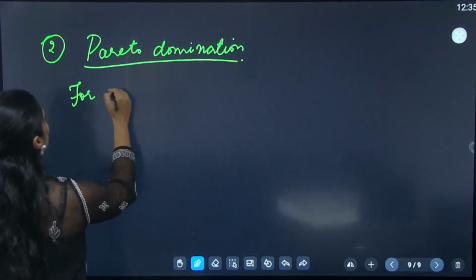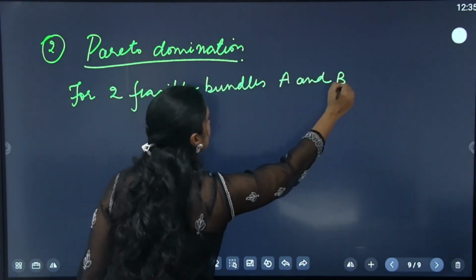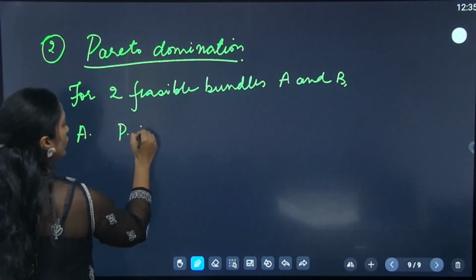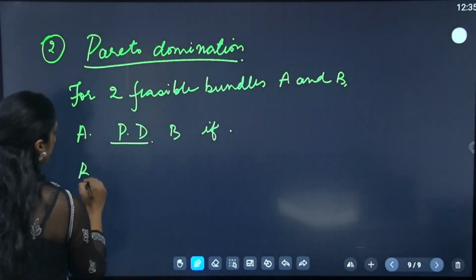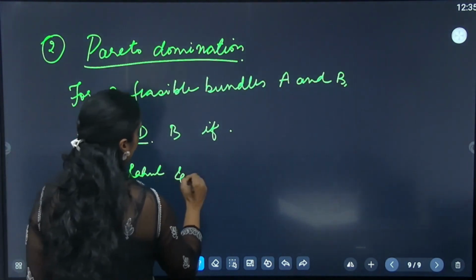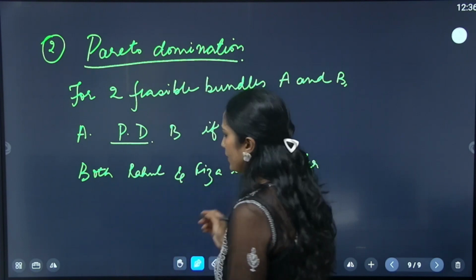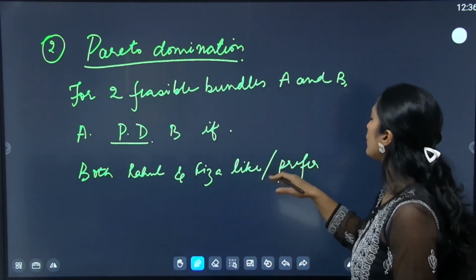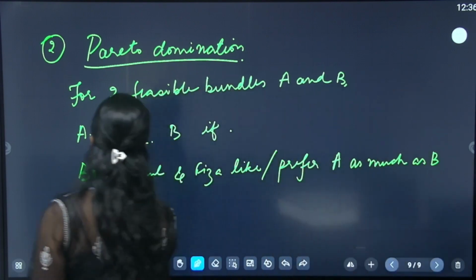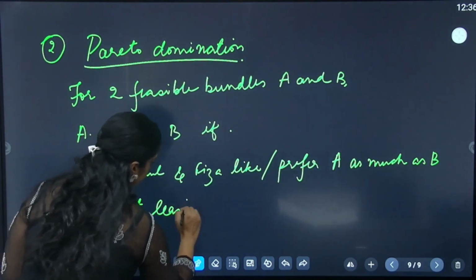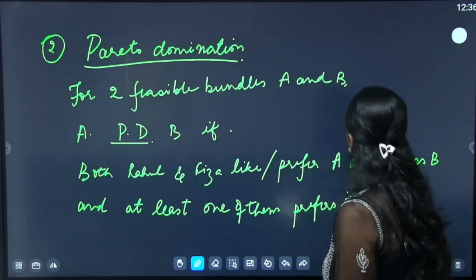So for two feasible bundles, A and B, A Pareto dominates B if both Rahul and Fiza like or prefer A as much as B, meaning their utility is at least as high, and at least one of them prefers it over B.